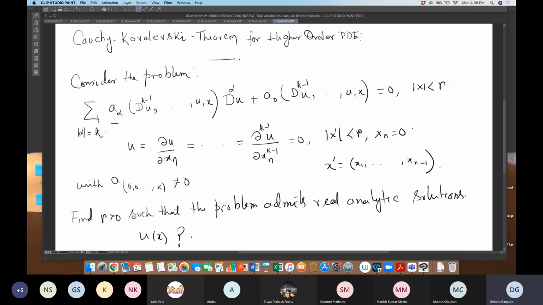How to do this? Of course, A naught, A alpha, these are all real analytic. All are given to be real analytic. How to do this? We can transform it into some simpler form. Yes, very good. Which simpler form? Take derivative. First order linear PDE. Yes, very good.